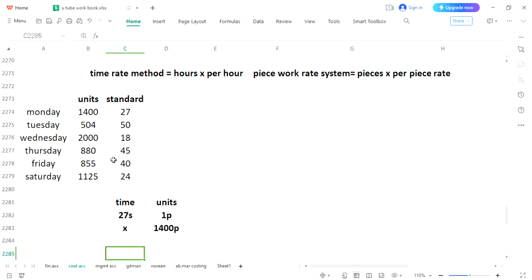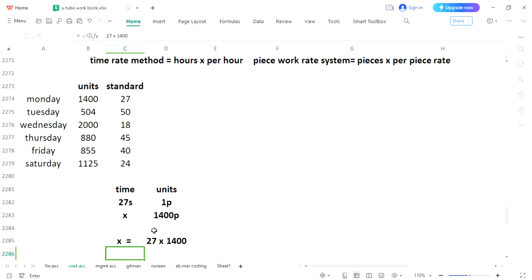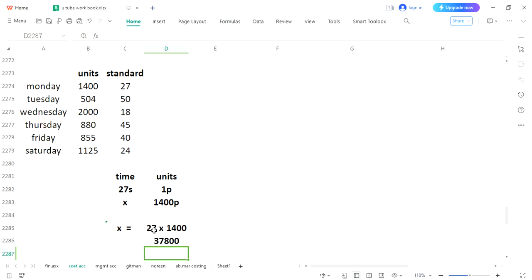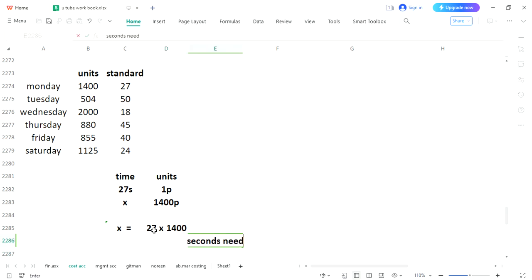This is for Monday. Okay, next cross multiplication, x would be multiplied by 1, only x would remain, and next line 27 would be multiplied by 1400, statement completed. Now put it on your calculator. 27 multiplied by 1400. So in this way we have got the time. This is seconds needed to make 1400 units.